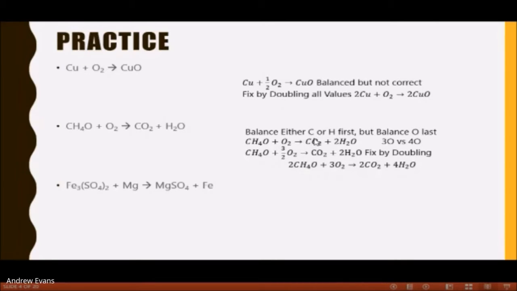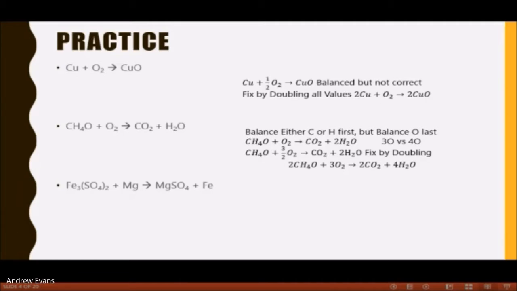And in all these combustion problems, balance the carbon and hydrogen first. That was a hard one. Not all combustion problems will be so hard. Now here's one that's a tricky one. Iron(III) sulfate plus magnesium goes to magnesium sulfate and iron.